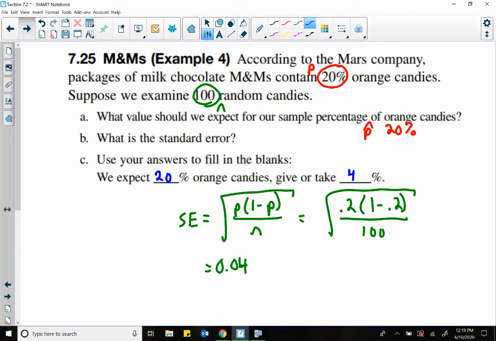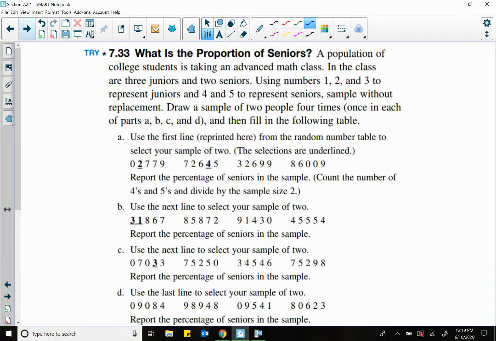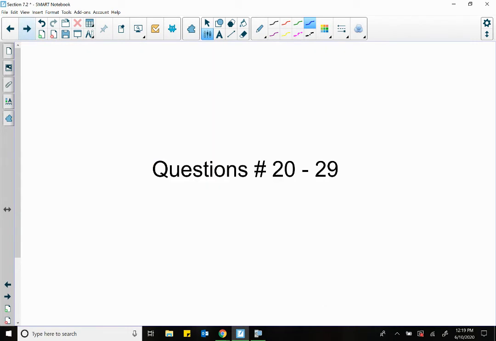All right. So right here, this is the longest problem you will see in your assignment. And this is the last problem we'll do, because right on the next page, these are the questions for 7.2, numbers 20 through 29. But let's go ahead and finish this up.